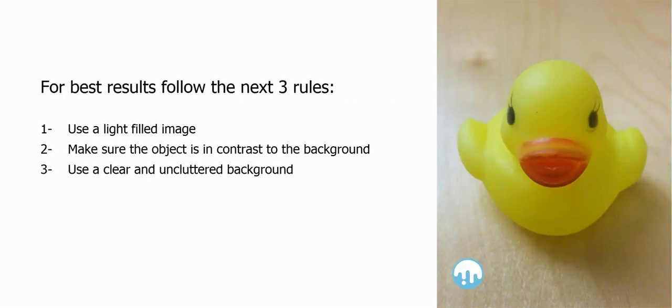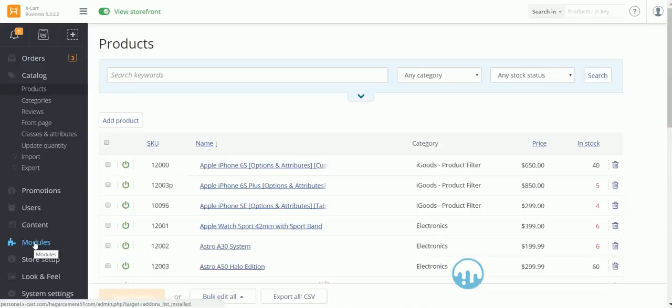Today we will be teaching you how to get the best results when removing backgrounds from product images using our Malabi tool. For the best results, make sure you use a light-filled image, make sure the object is in contrast to the background, and use a clear and uncluttered background.